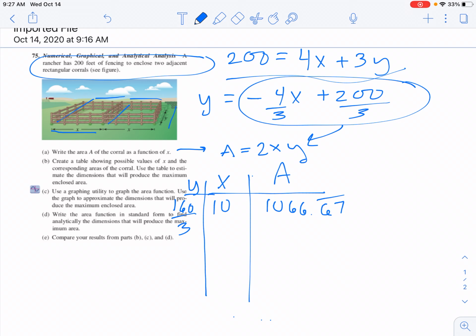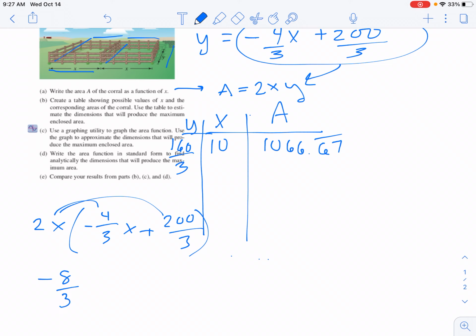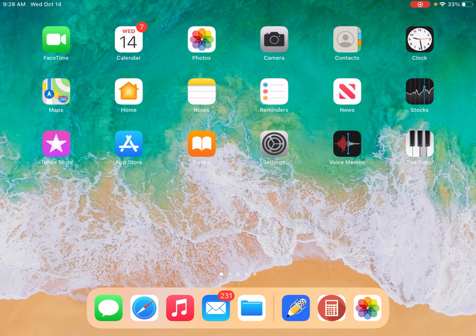And so if we do that, we get 2x times negative 4/3 x plus 200 divided by 3. And then we can distribute, get negative 8/3 x squared plus 400 thirds x. And this is what a equals. Then I'm going to show you a shortcut. I've got to get my graphing calculator.